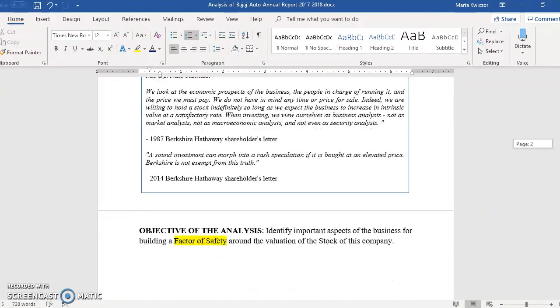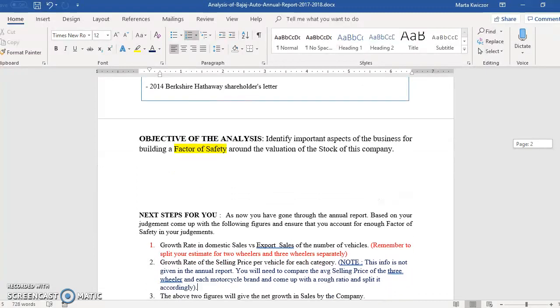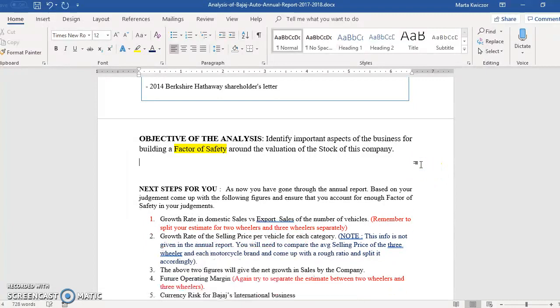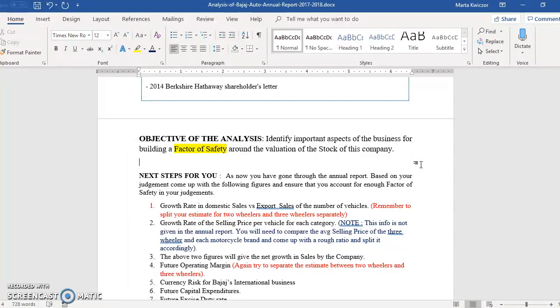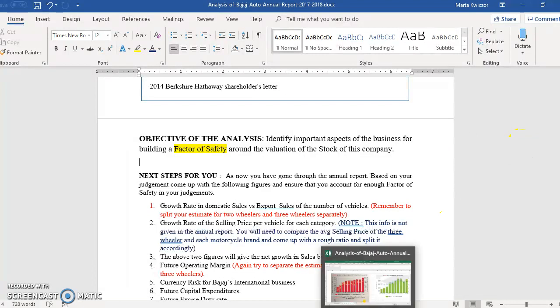Now let's go forward and figure out the objective of the analysis we are doing today. The objective is to identify important aspects of the business for building a factor of safety around the valuation of the stock. We're trying to figure out what things we need to consider so that there is enough factor of safety when I evaluate Bajaj Auto. We're going to look at the annual report.